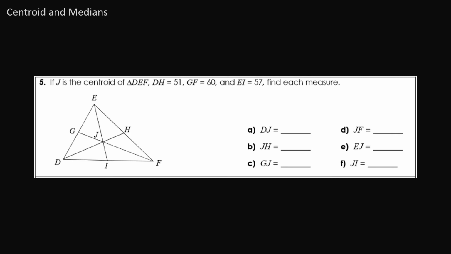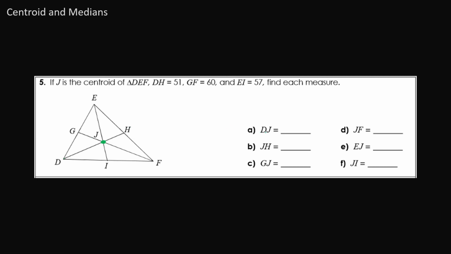Now let's get into the properties of the medians and the portions of the medians themselves. So on number 5, if J is the centroid of triangle DEF, and we know that DH is 51, the entire length of DH is 51. GF is 60, so the entire median there is 60, and EI is 57. We're going to find each measure here. So we know the entire length of each median in this triangle.